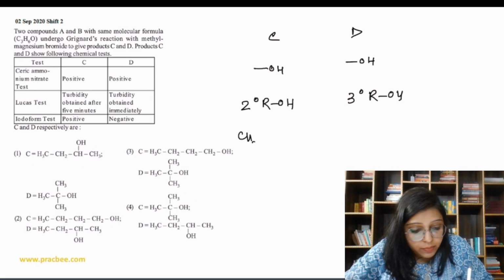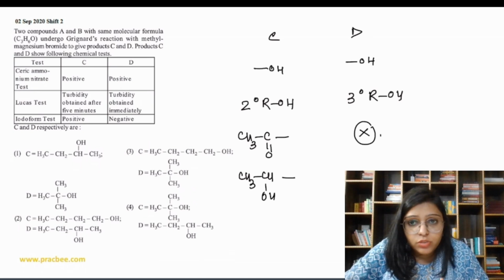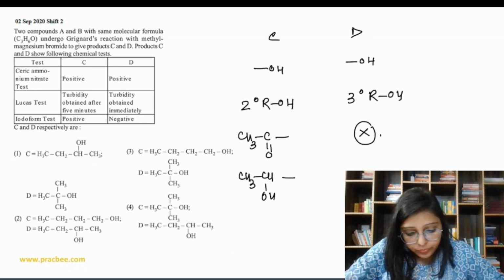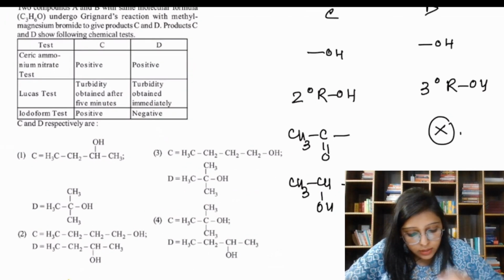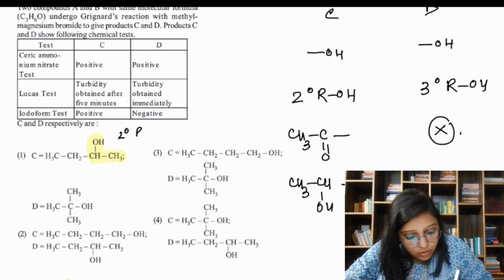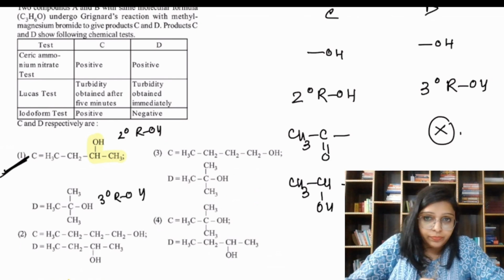Iodoform test positive, it means we should be having this group, or we should be having CHOH this group. And in D, there is no need for that. So we just have to look at these things from the options. So see, if you see this one, we have CH3CHOH. It can give iodoform, right? It can give iodoform, and this is 2 degree alcohol. And this is 3 degree alcohol. So from this, option 1 is going to be the correct answer.